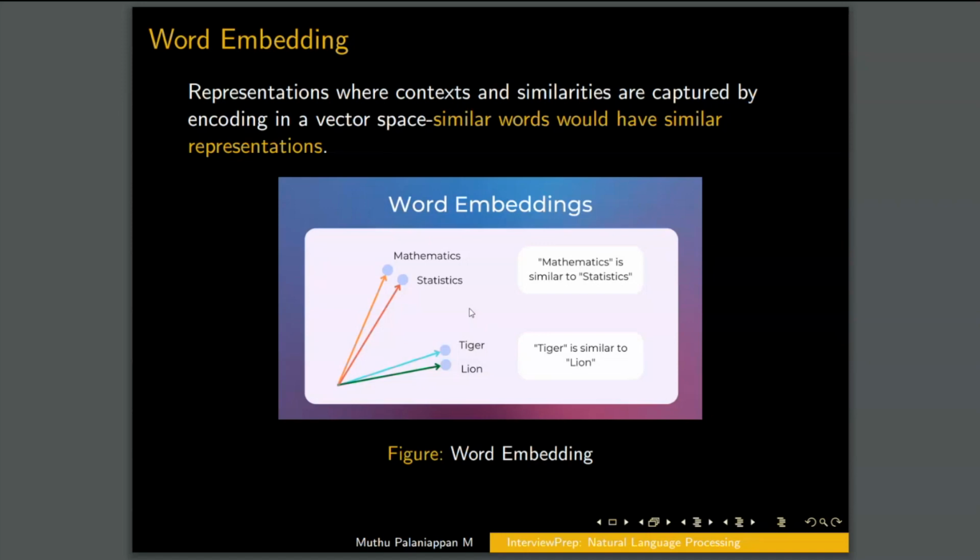So we are going to see how to create those kinds of vector embeddings for the different words. If we see this example, mathematics and statistics are similar together, and tigers and lions are similar together, but tiger and mathematics are not similar together, and vice versa. So this is how the feature representation is going to look. We are going to implement the methods responsible for generating these embedding techniques.